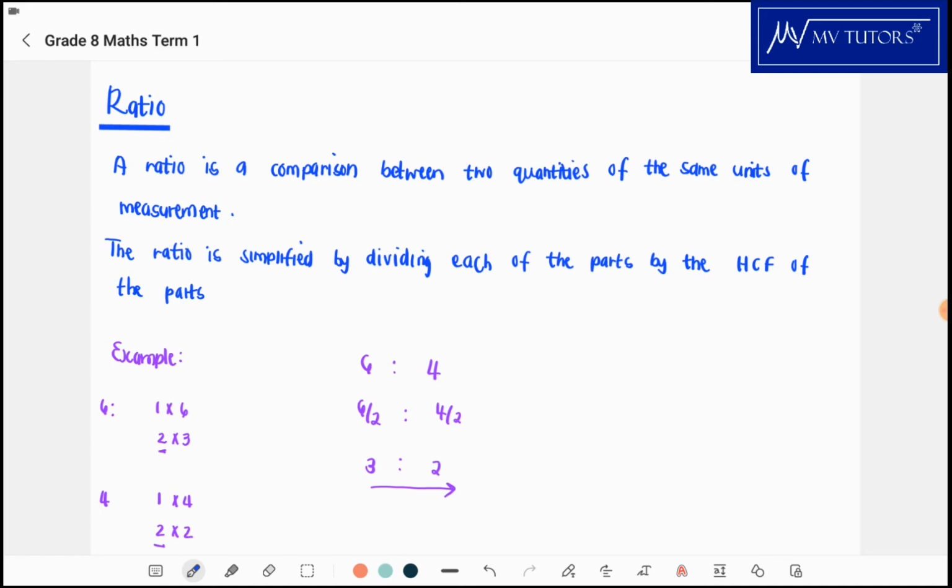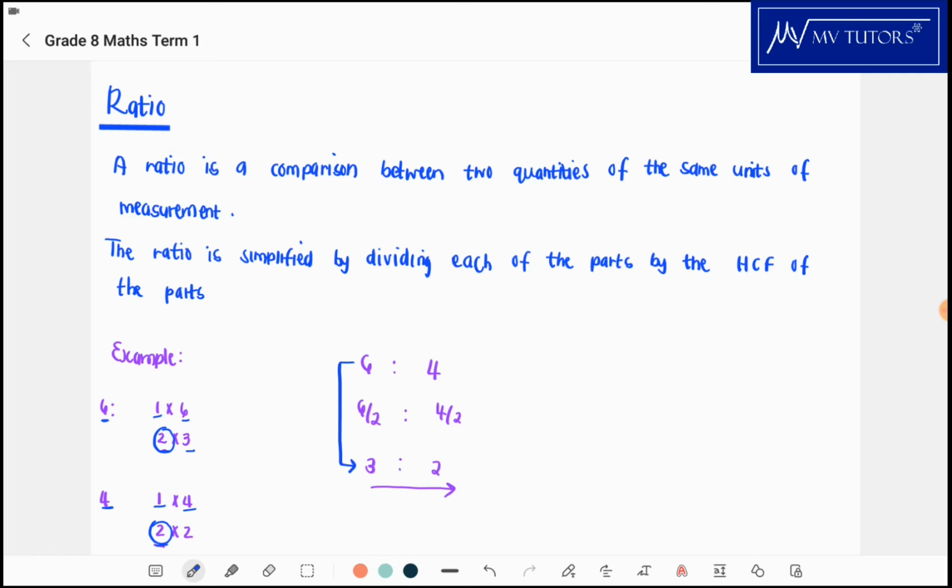So if you have 6 to 4 and you want to simplify it, we need to look for the highest common factor. For 6, the factors are 1, 2, 3, and 6. And for 4, the factors are 1, 2, and 4. So if you have a look at 4 and 6, the highest common factor there would be 2. Okay, so then what do you do? You go back and divide: 6 divided by 2, and 4 divided by 2, because that is the highest common factor. And when you divide it, this 6 to 4 ratio simplifies to a 3 to 2 ratio.